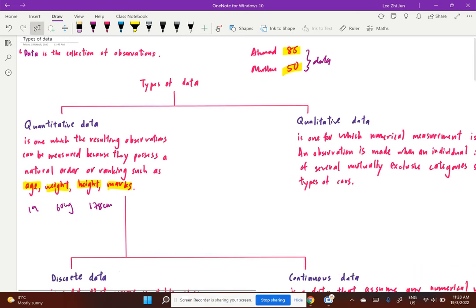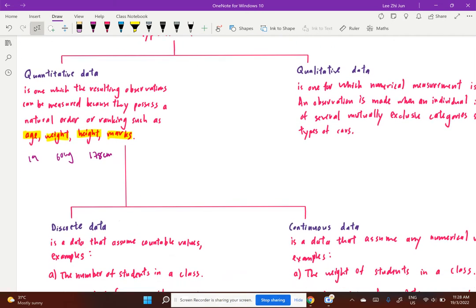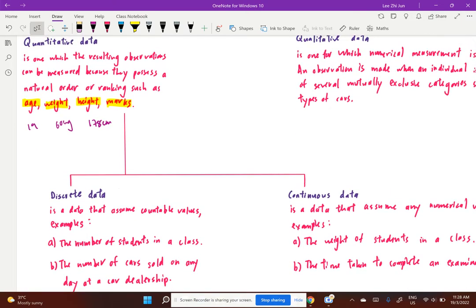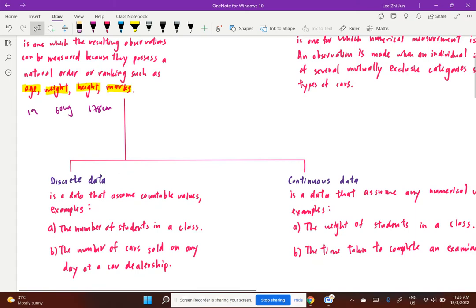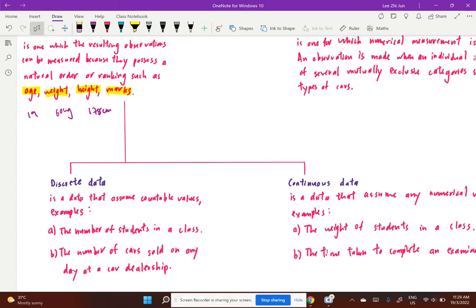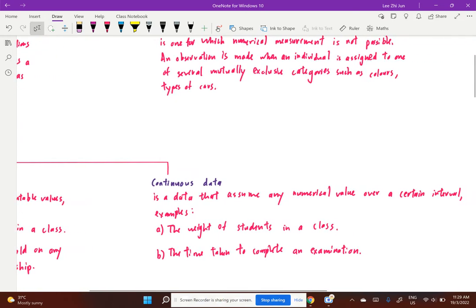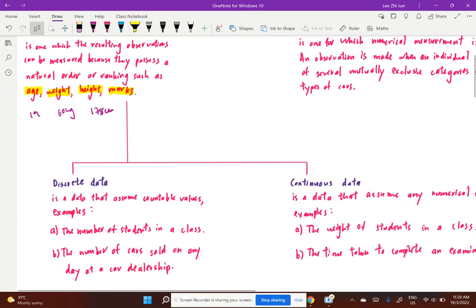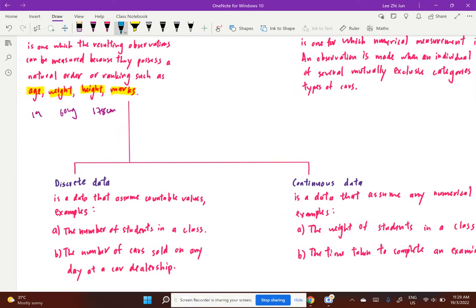While the quantitative data has two types, discrete data and continuous data. Discrete data is data that assumes countable values, like the number of students in a class and the number of cars sold on any day in a car dealership. While continuous data is data that assumes any numerical value over a certain interval. For example, the weight of students in the class and the time taken to complete an examination. Okay. What's the difference?